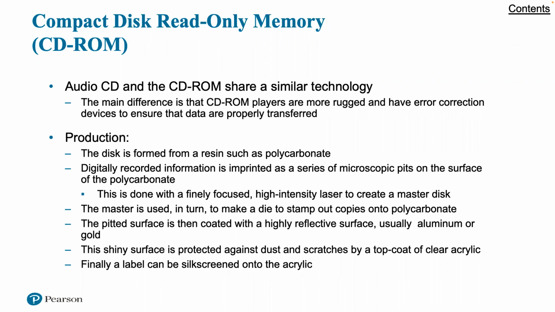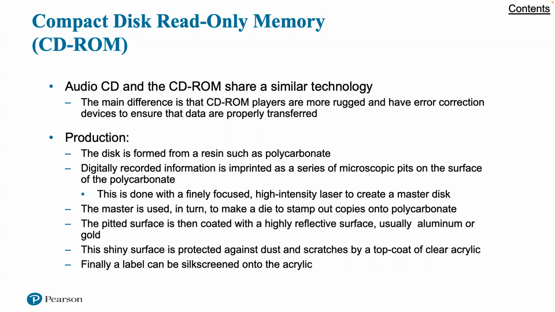The disc is formed from a resin such as polycarbonate. Digitally recorded information, either music or computer data, is imprinted on a series of microscopic pits on the surface of the polycarbonate. This is done, first of all, with a finely focused high-intensity laser to create a master disc. The master disc, in turn, is used to make a die to stamp out copies onto polycarbonate.